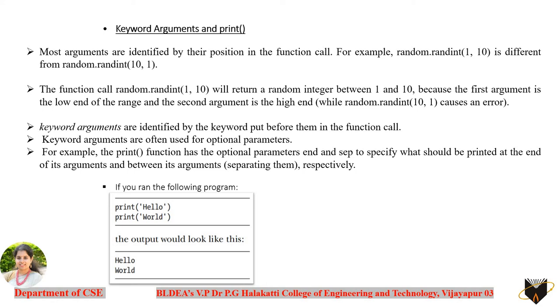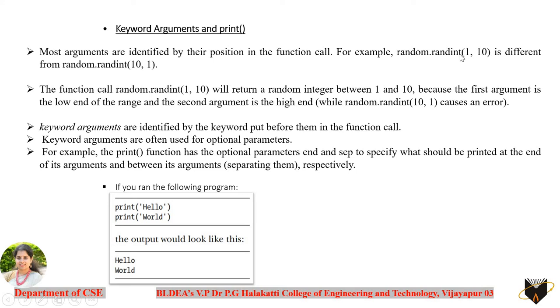Keyword arguments and the print function here. Along with just a parameter, you can also use certain keyword arguments along with the parameters. So let's see what is done here. Most of the arguments are identified by their position in the function call. For example, random.randint(1, 10) is different from random.randint(10, 1). Why? Because of the order that you are passing the arguments here.